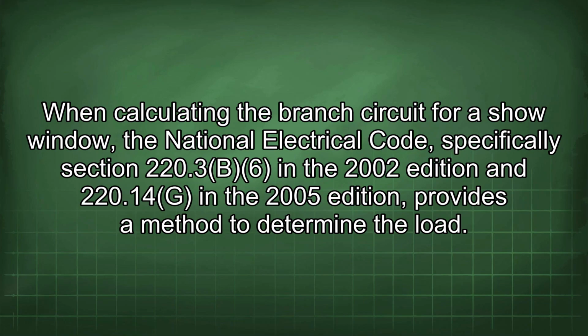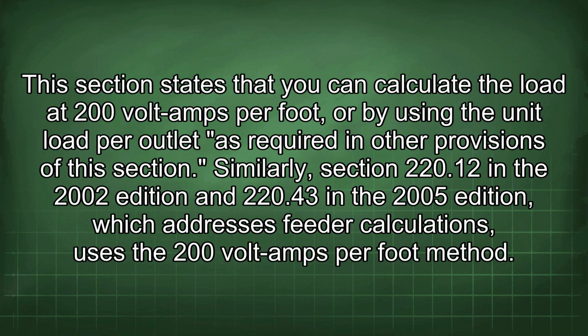When calculating the branch circuit for a show window, the National Electrical Code, specifically Section 220.3(B)(6) in the 2002 edition and 220.14(G) in the 2005 edition, provides a method to determine the load. This section states that you can calculate the load at 200 volt-amps per foot, or by using the unit load per outlet as required in other provisions of this section.